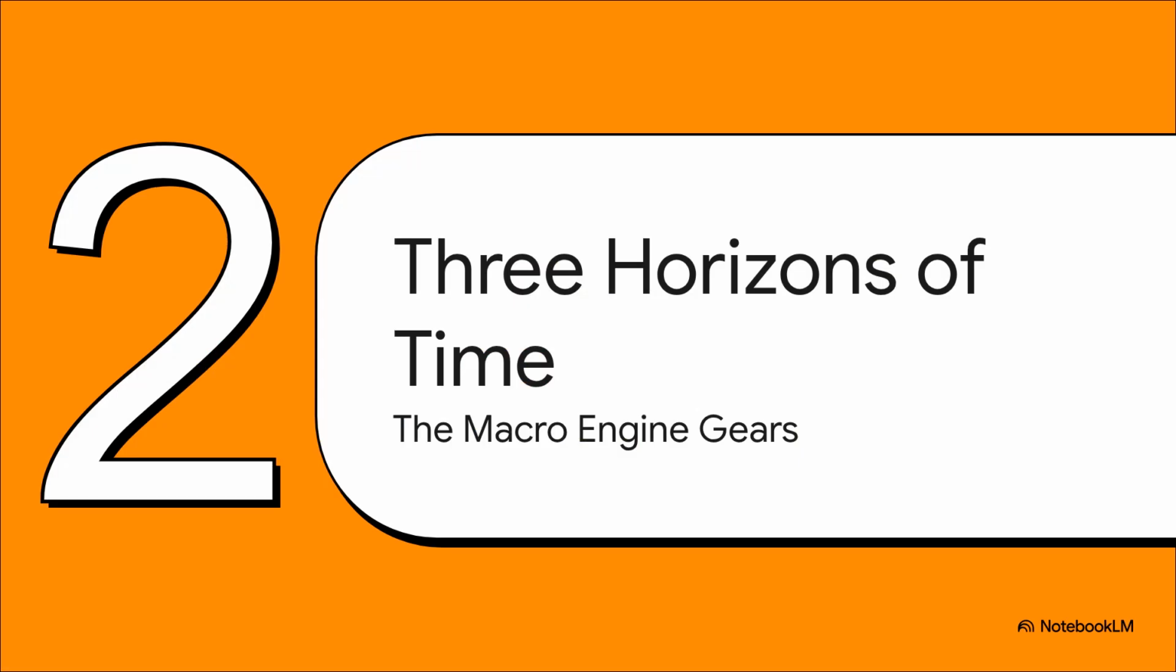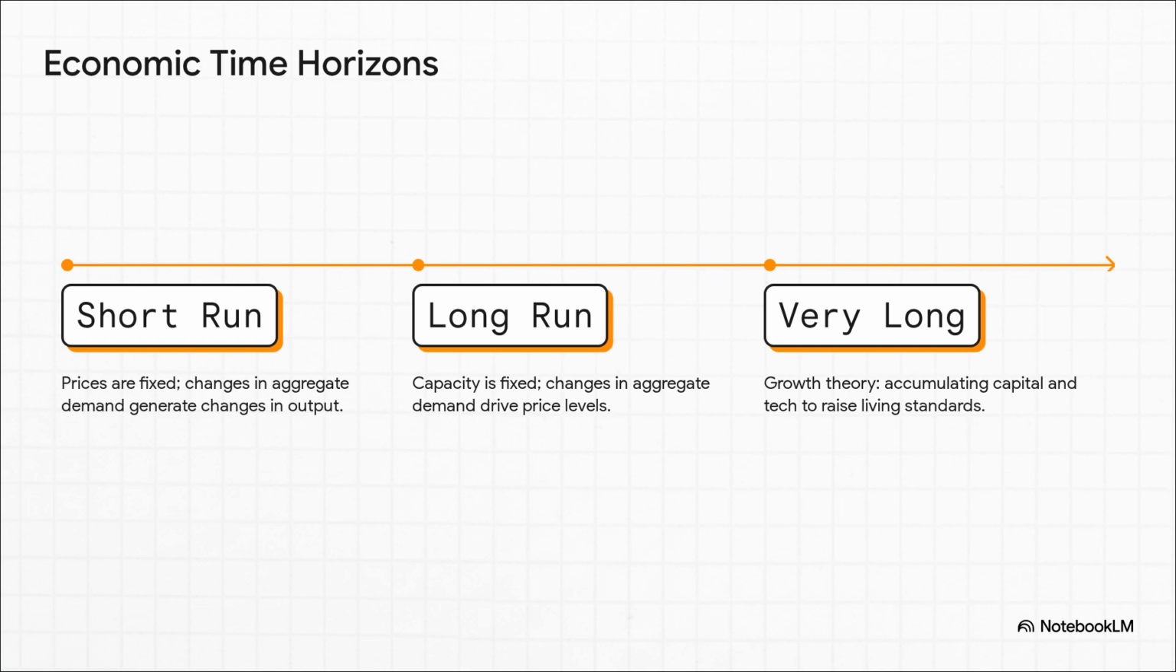Which leads us perfectly into Section 2, Three Horizons of Time, or the gears of our macroeconomic engine. You see, time actually dictates how this whole engine behaves. In the short run, prices are essentially fixed. And why is that? Well, mostly because of things like sticky wages. I mean, employers don't cut paychecks every single time sales dip, right? And menu costs, since a restaurant doesn't reprint its menus every single afternoon. Because prices don't adjust immediately, changes in overall demand directly generate changes in output and employment. This is exactly where booms and recessions live.